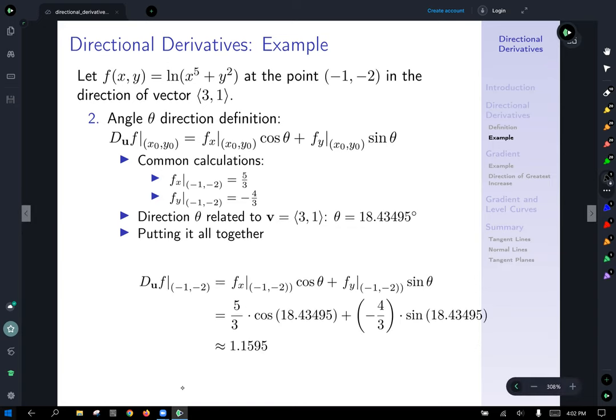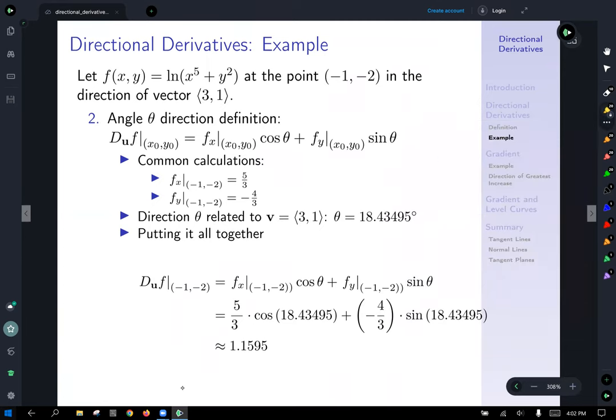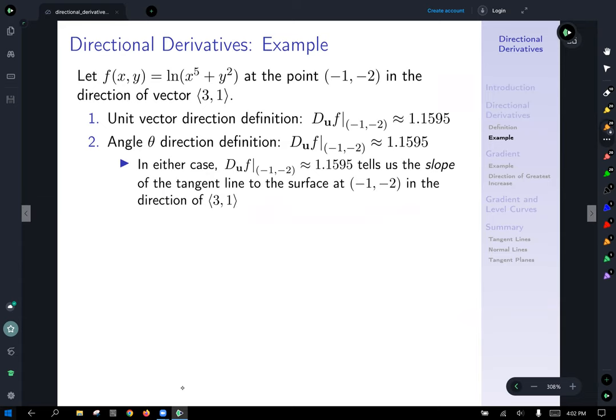Looks pretty good. Okay, putting it all together, it again becomes a game of substitution. We already know our partials with respect to x and y. This is a highlighter, not an arrow. So we'll slap those in there. And now we just need to fill in our cosine of theta and sine of theta using our angle that we calculated. And do that math, and of course, it's the same thing. It's the same problem, just written and thought about in a different way. It better be the same solution. Otherwise, we broke math, and that wouldn't be good. Okay, in either case, we got the same number, and it tells us the slope of the tangent line to the surface at the input point -1, 2, in the direction of 3, 1.